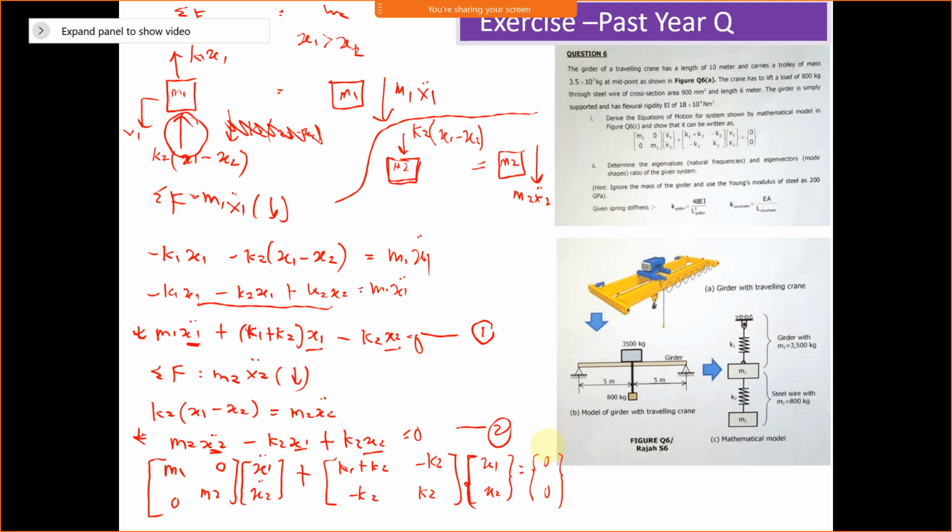So dah prove lah soalan nombor 2. Soalan nombor 1 tu derive the equation kan? Derive the equation lah. So dah derive lah. So this is our answer number 1. Any question setakat tu?